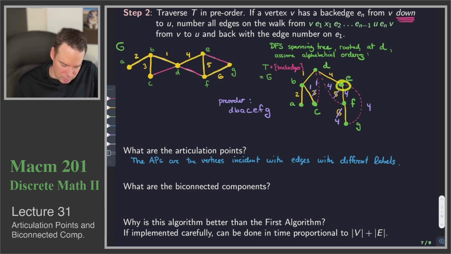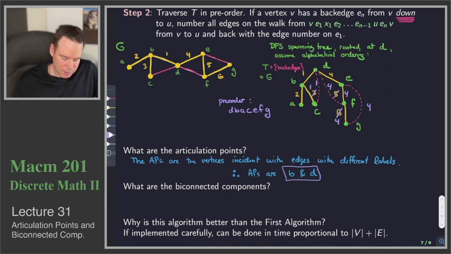How about E? E only has edges labeled 4 going into it. F has only edges labeled 4 going into it. G has edges only labeled 4 going into it. And so therefore, the APs are B and D.